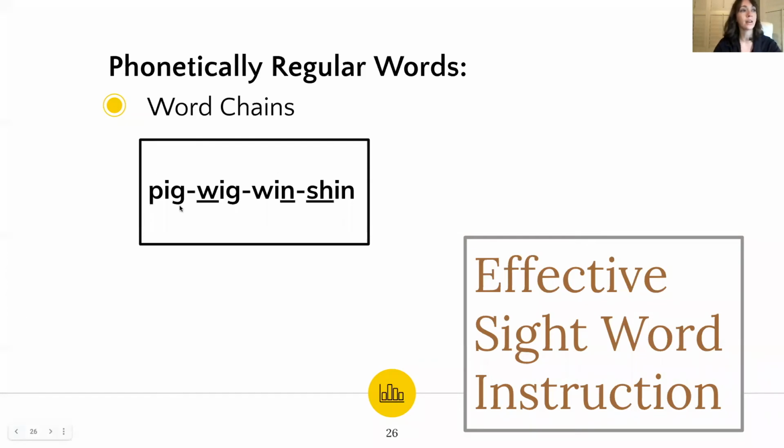The next thing is word chains, and you also use this with phonetically regular words. I'm going to show you the slide really quickly. A word chain is where you start with one word and you change one sound at a time to make a new word. Notice how the SH is just one sound. You're changing one sound at a time to make a new word. So let's try a word chain. Go ahead and get your letters ready. We're going to start with the word cat. Build the word cat.